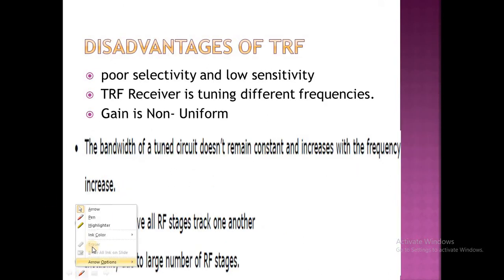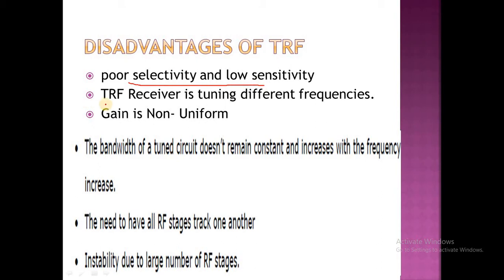Various disadvantages are there. The disadvantages are poor selectivity and low sensitivity, and the TRF receiver is tuning different frequencies and gain is non-uniform. The bandwidth of the tuned circuit does not remain constant and increases with the frequency increase. There is the need to have all RF stages track one another, and there is instability due to the large number of RF stages. It is unstable sometimes. So all these are the disadvantages included in the tuned radio frequency receiver.